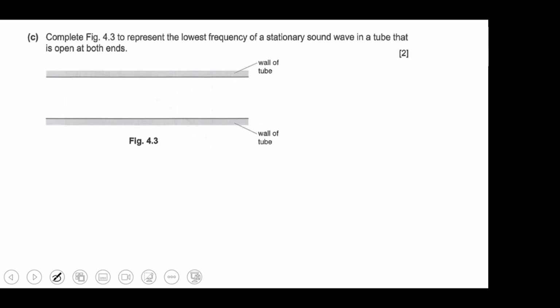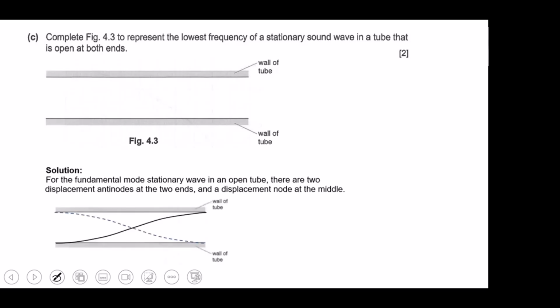Okay, but C, you need to draw the lowest frequency that is open at both ends, right? So this is another case where it's open at both ends. Okay, a fundamental mode frequency, so I must have a displacement antinode at each end, right? And a displacement node at the middle, right? So this is the fundamental, the most basic stationary wave.